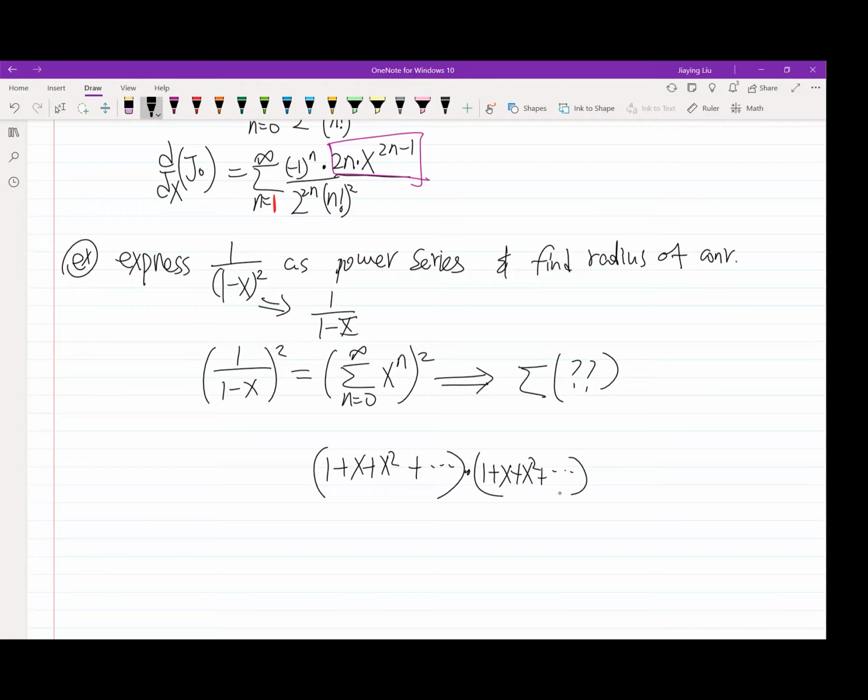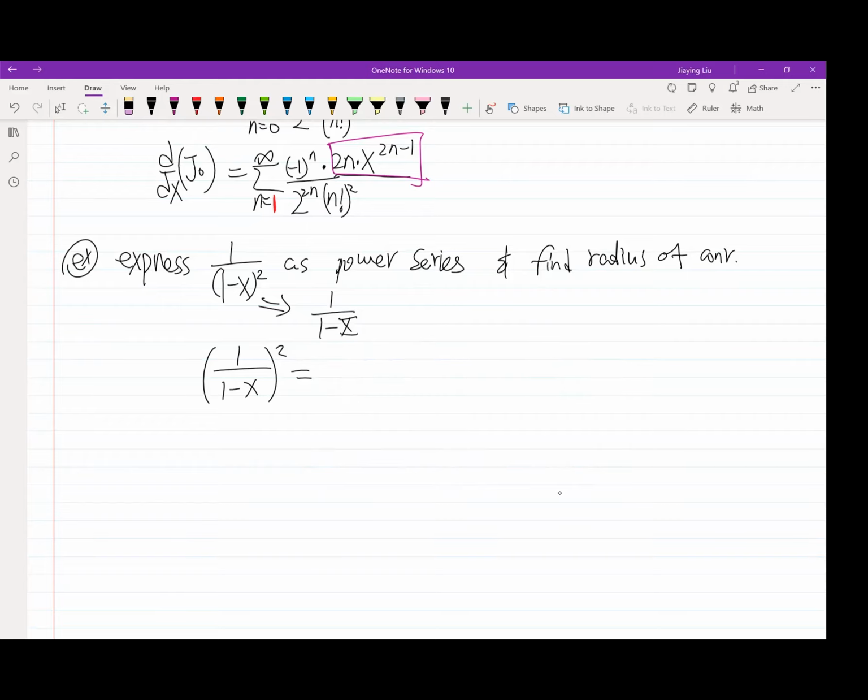And if you want to FOIL every term, and then try to write it as a series using sigma notation is very difficult. So that's why we don't just square the series. It's a very bad idea to square the series. So what do we do? We can't put it into 1 over 1 minus capital X directly. So the previous trick doesn't work.